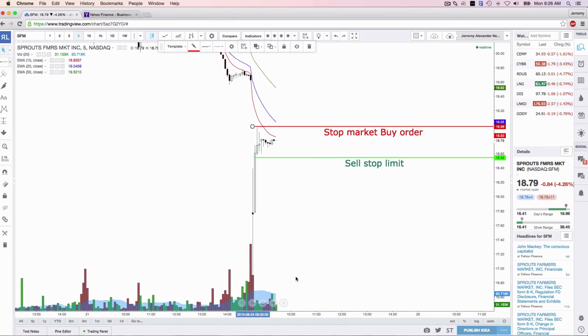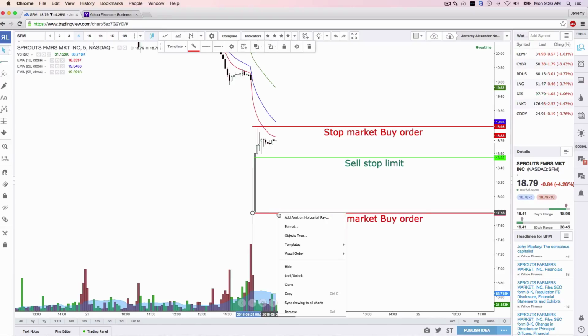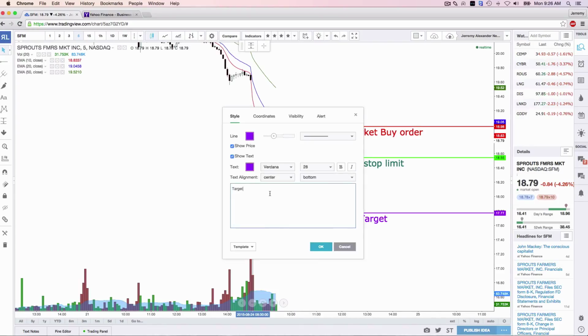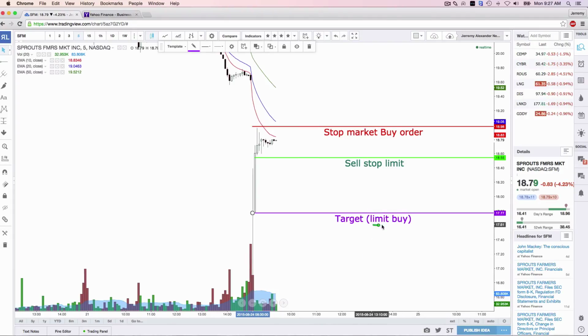And I could come down here, set up my target. This is the place that I want to make a profit on the trade. And the target would be a limit buy. So you just simply do a limit buy order. It's not really more complicated than that.